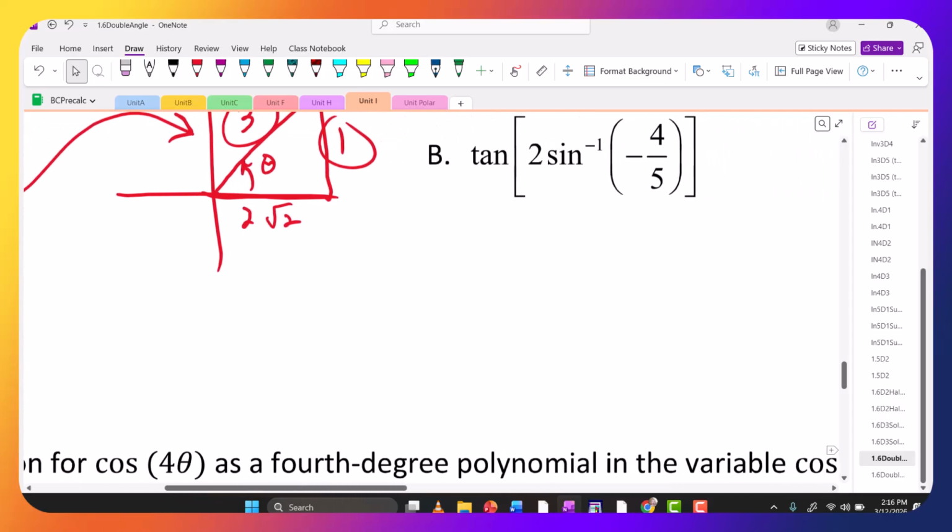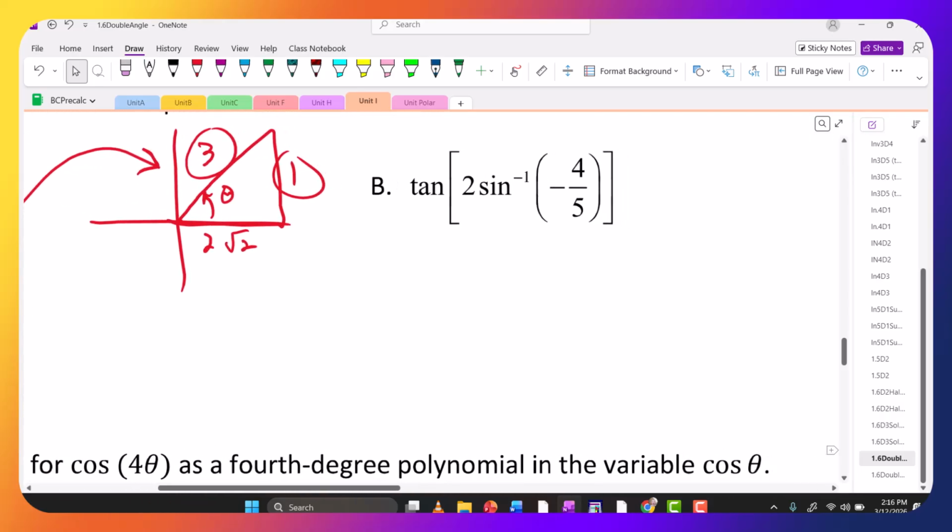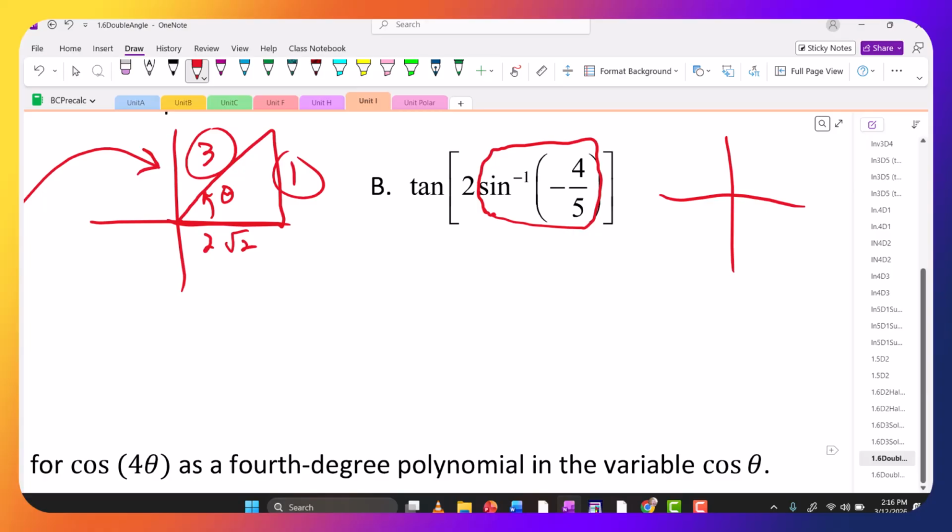Yep, I'm all good. Then I think we get to do a tangent one on this one. Same idea. What quadrant do I have to be in for this, though? Where does this have to be drawn? What's the rule say about inverse sine? It's got to be 4.